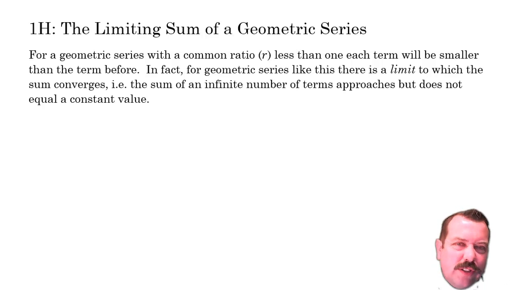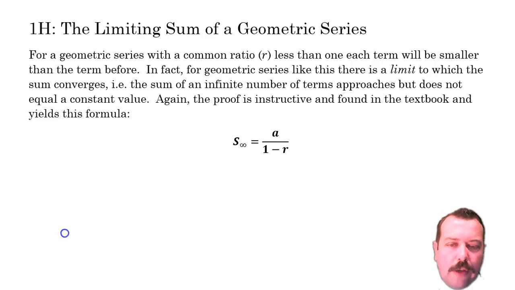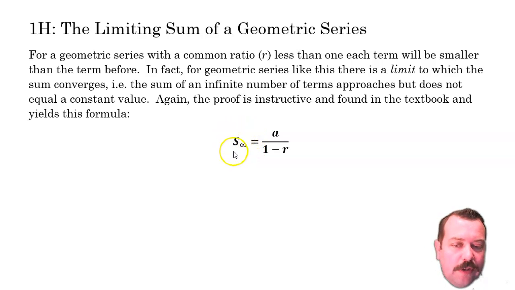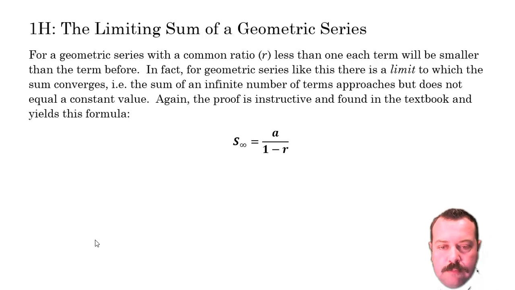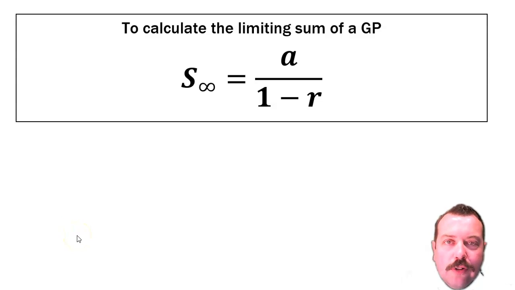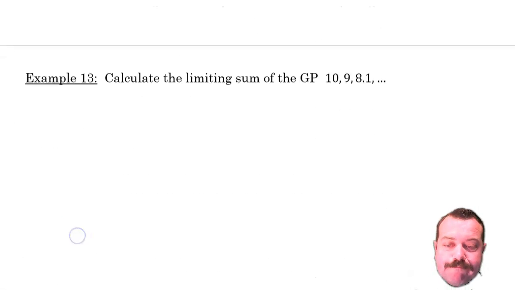Now, we could use the GP formula and consider what happens if n becomes very, very large. There is a proof in the textbook if you want to have a look through it, but I'm just going to jump in and say my formula, which is quite simple. The limiting sum is how we describe this. If you like, the sum to infinite terms is a over 1 minus r. Simple as that. So, let's have a look at how this works. There's the formula. If you need a good close look at it, it's again on your formula sheet.